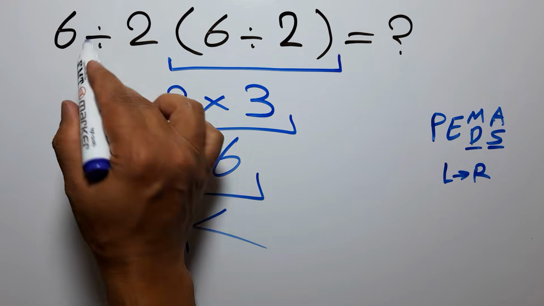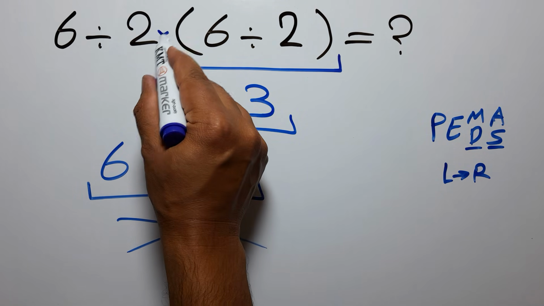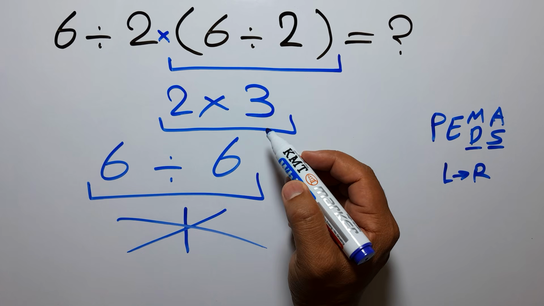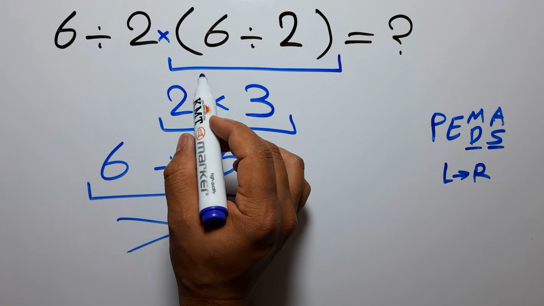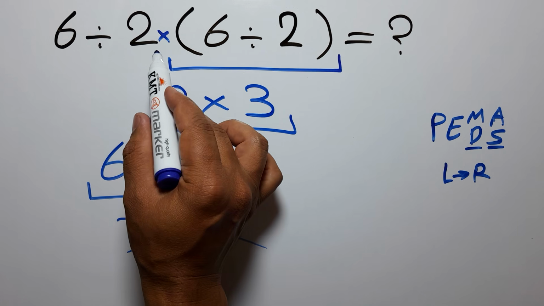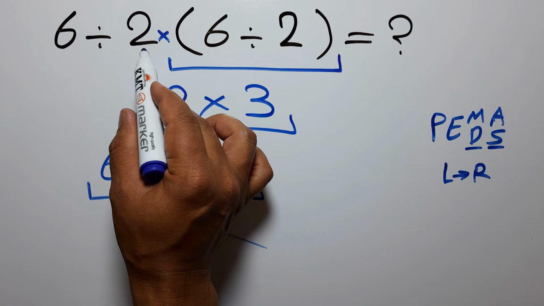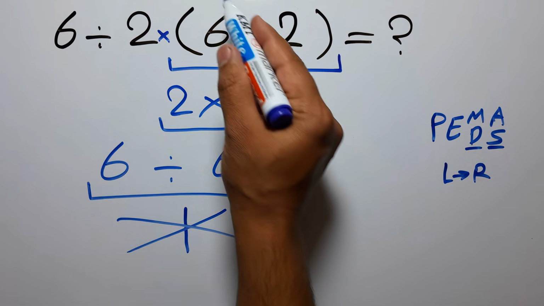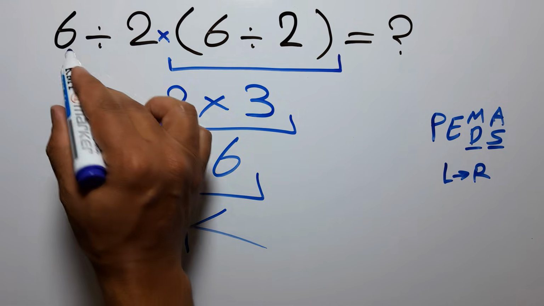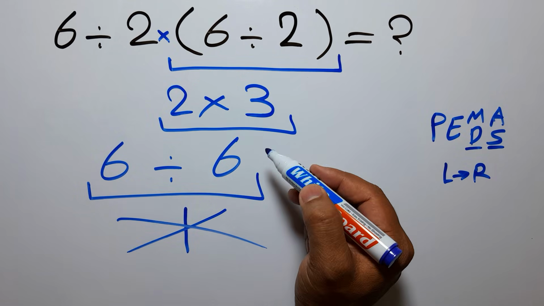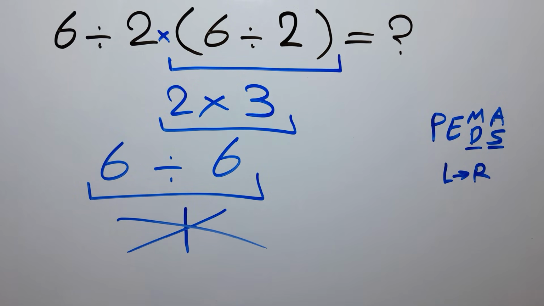In this expression we have one division, one multiplication, and one parentheses. Inside this parentheses we have one division. Here we have a multiplication because in mathematics when a number is placed next to parentheses it means multiplication, and we usually don't write the multiplication sign for brevity. Okay, so according to PEMDAS, first we have to do this parentheses, then this division, and finally this multiplication. If we do this multiplication before this division, it is wrong.